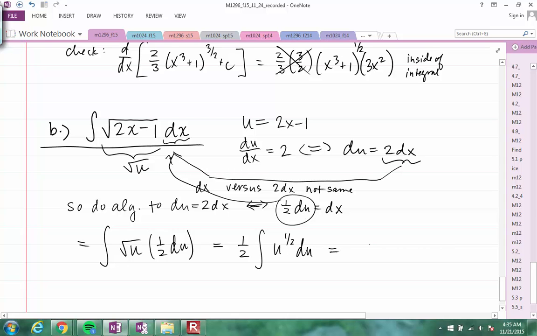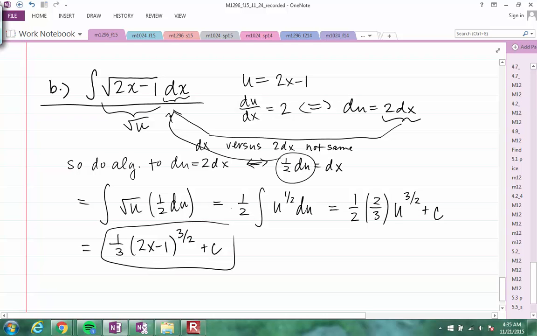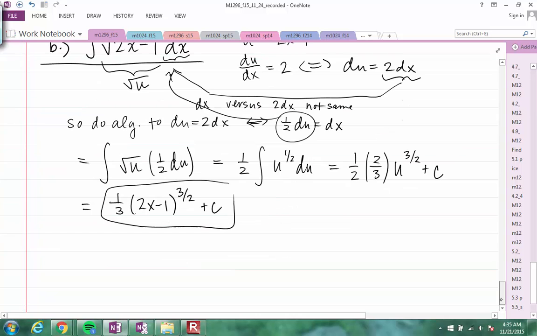Everything's in terms of u, so we add 1, get 3/2. So we're going to come out and have 2/3 out here, u to the 3/2 plus c. Just finish that up: 1/3 u to the 3/2. Oh wait, just kidding, I would plug in my u. So 1/3 times 2x minus 1 to the 3/2 plus c. So that is the result, and we might as well check because we're on our last one for the recording.